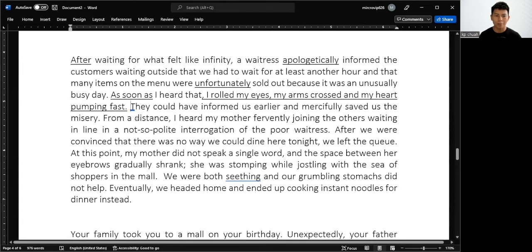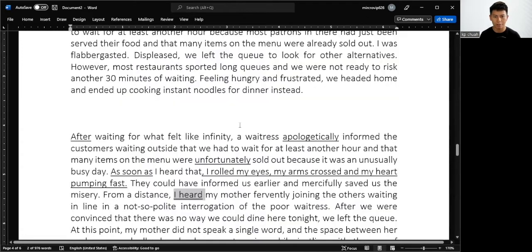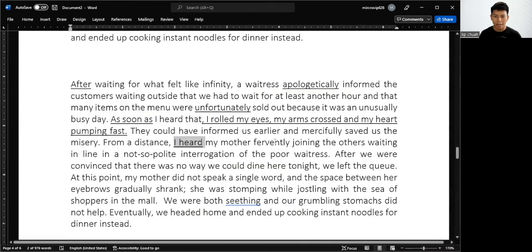Moving on, "from a distance, I heard my mother fervently joining the others waiting in line in a not so polite interrogation of the poor waitress." Now, I heard this happening. Yeah, you heard your mom. And that's one of the 5 senses, right? Besides what you see, we try to include what you hear. And "fervently joining the others waiting in line," fervently is an adverb.